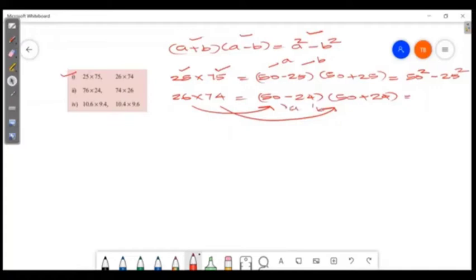Clear, children? So which one is the larger product? First one is 50 square minus 25 square. Second one is 50 square minus 24 square. Which one is larger? 50 square minus 24 square is larger than 50 square minus 25 square, isn't it?